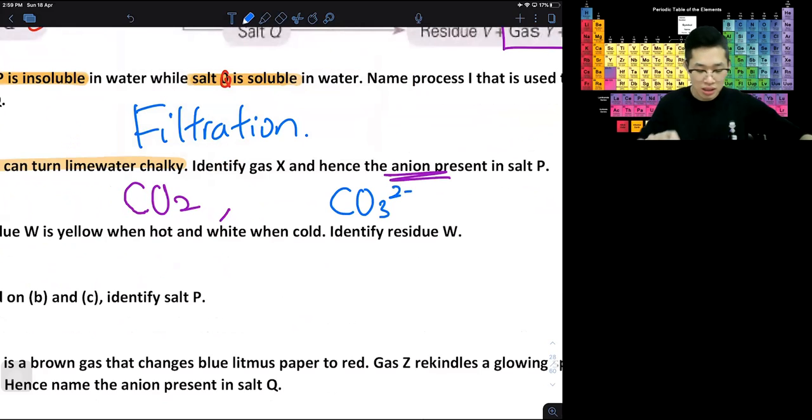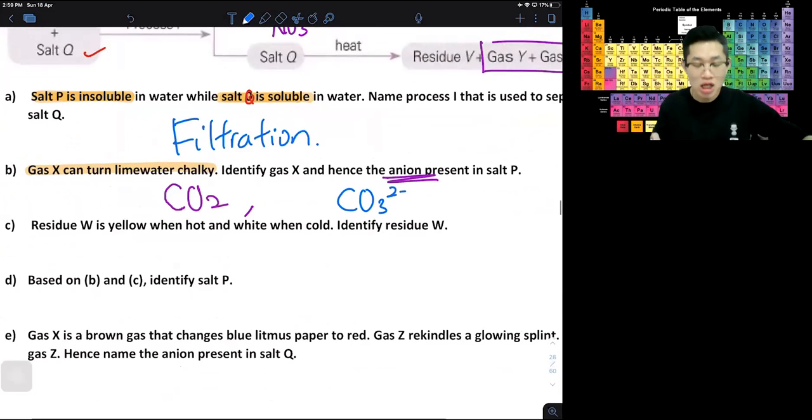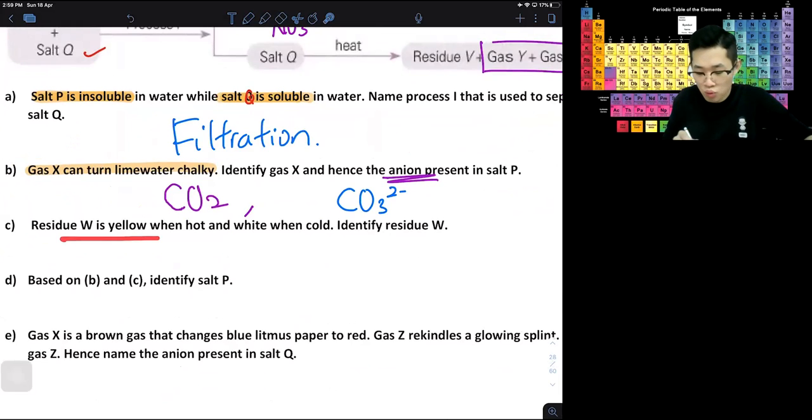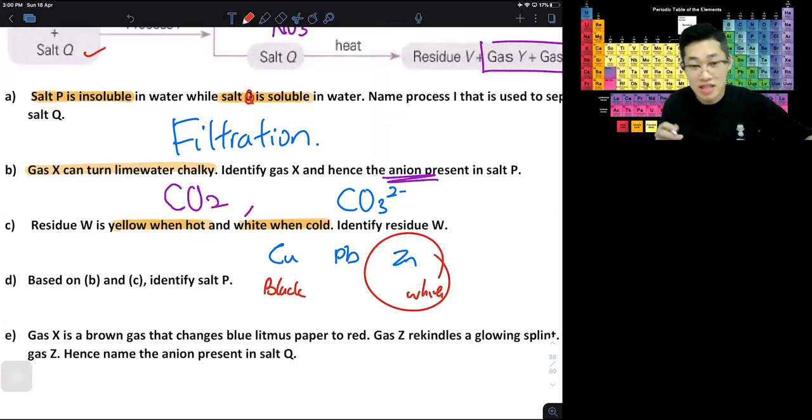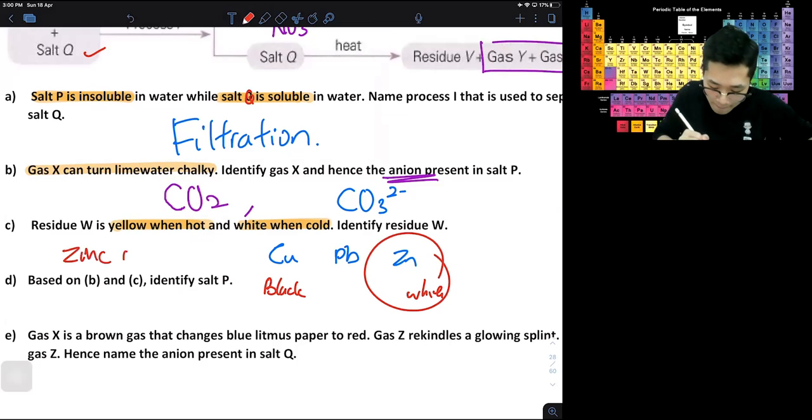Okay, and then continue. Residue W is yellow when hot, white when cold. According to what I said, Cu, Pb, Zn. The first one is black, and then the last one is white. Must be this one lah. Zinc oxide lah. Zinc oxide.